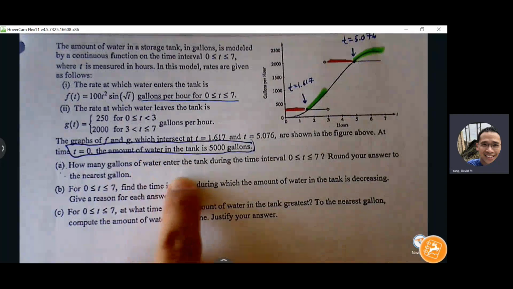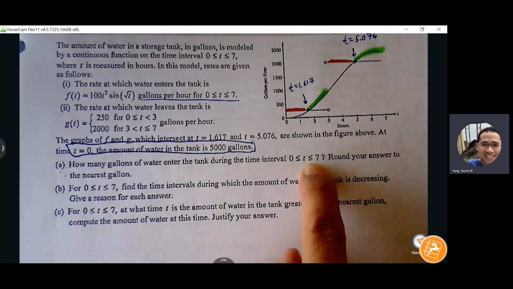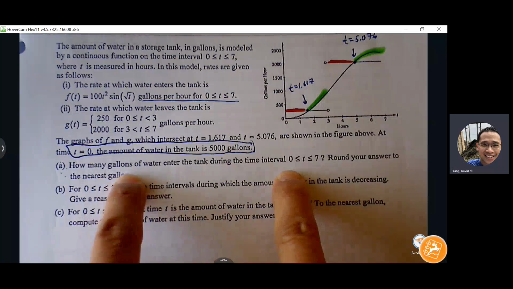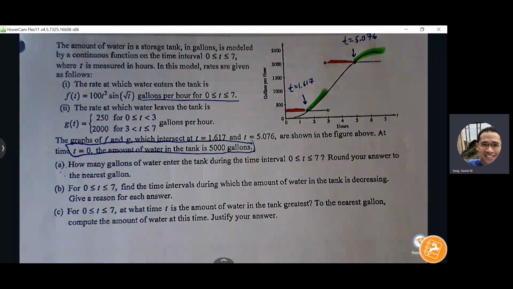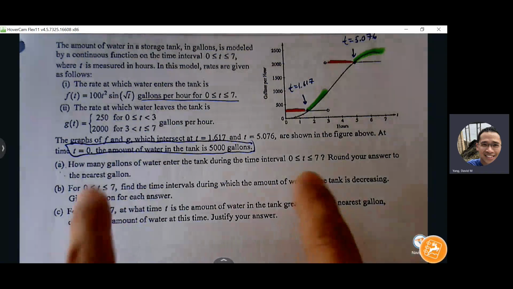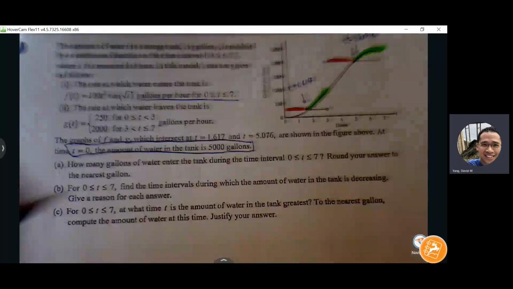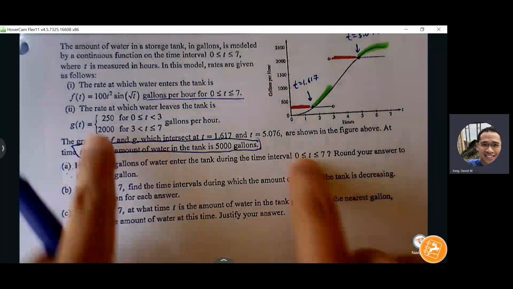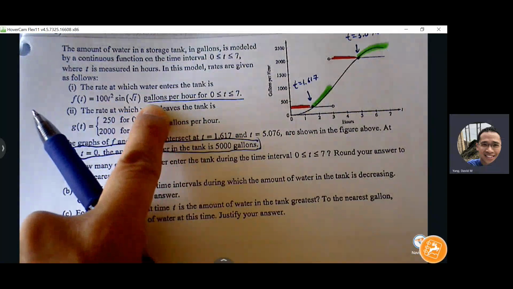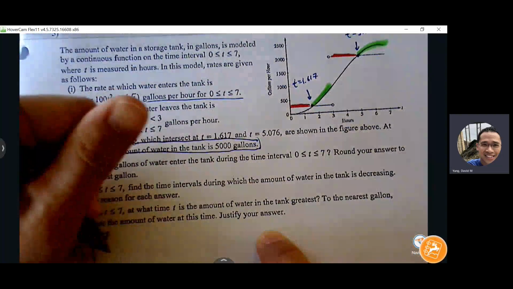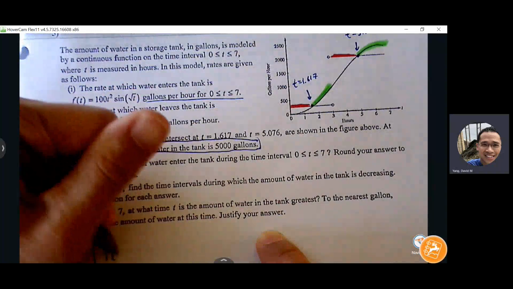Okay, so how many gallons enter the tank during the time interval between 0 and 7 hours? So this is a little bit easier because it's just asking for something involving F of T, right? We don't care about how much water is in the tank to begin with. We don't care about how much has left. We just want to know how much water enters the tank, and that's purely with F of T. So I can just take the antiderivative, right? I want to get from gallons per hour up to gallons. So it's simply the integral from 0 to 7 of F of T dt.